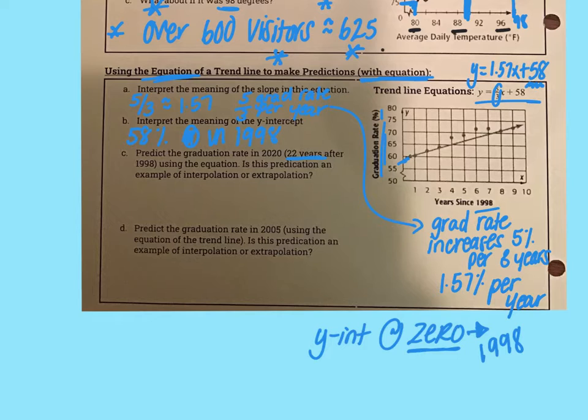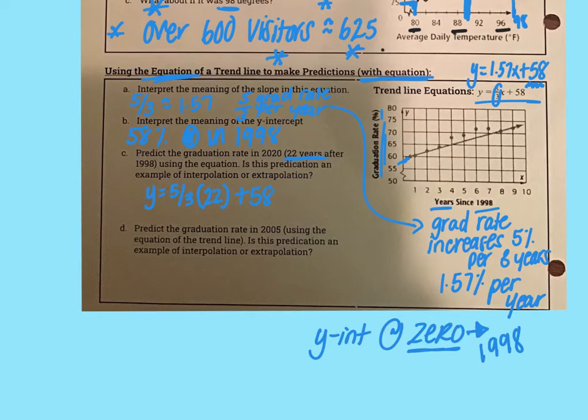So I'm going to use the equation that it gave me. Don't do anything else. So I'm going to say y equals 5 over 3. Since I want to know years and years is x, I'm going to replace x with 22. Why did I use 22? Because that's what it told me, or it's been 22 years since the graph started. And then we're going to add 58.